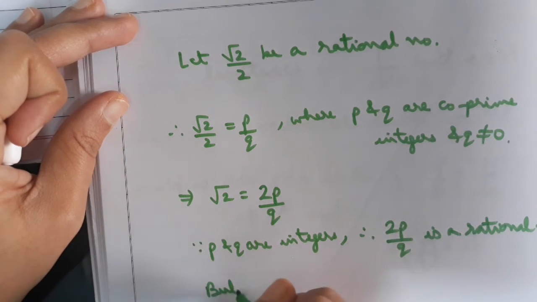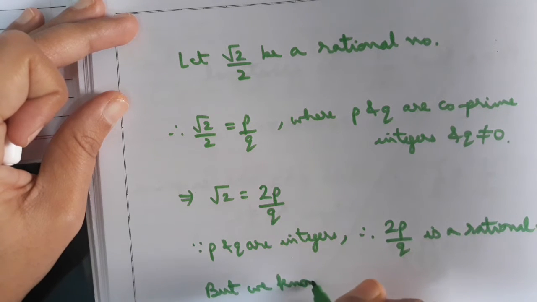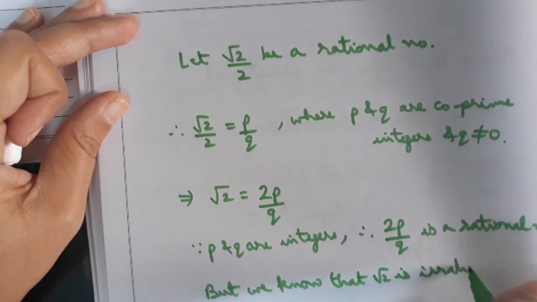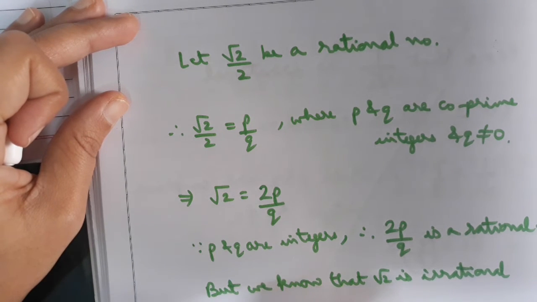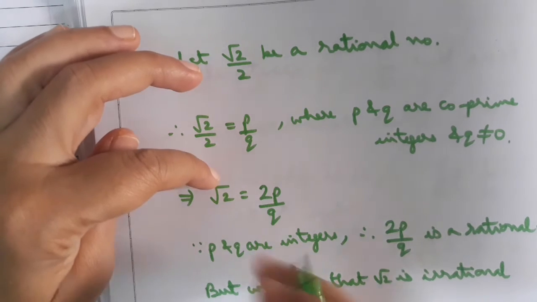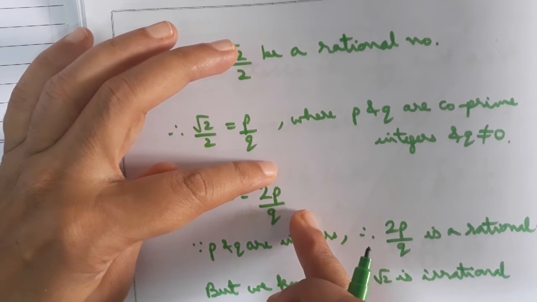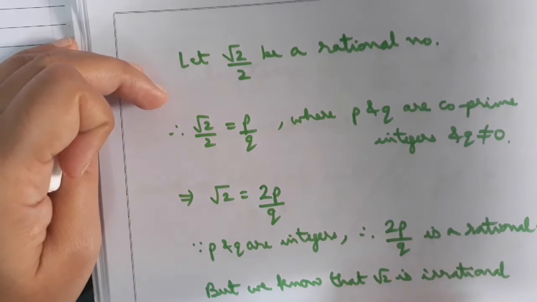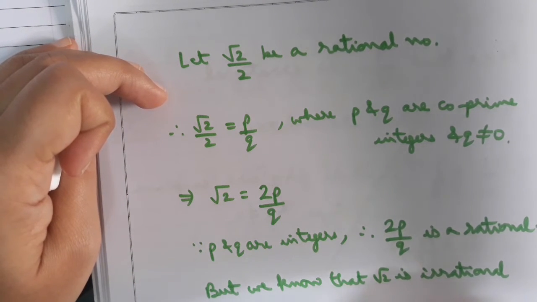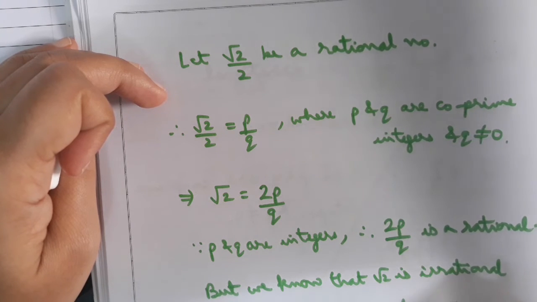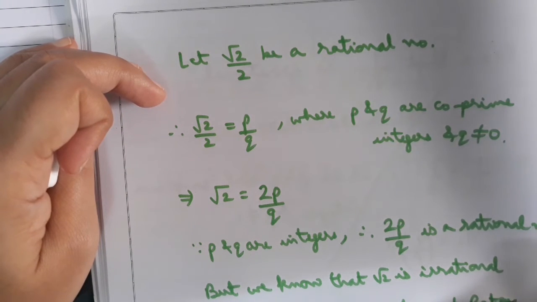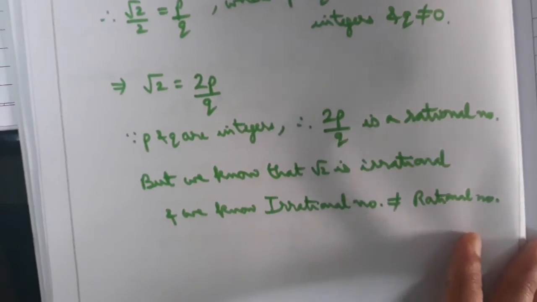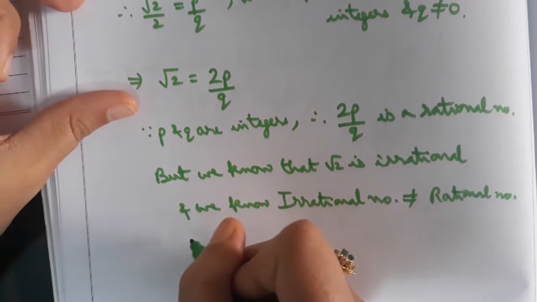But we know that root 2 is irrational. And we know that irrational number cannot be equal to rational number because your left hand side is irrational whereas your right hand side is a rational number. So definitely irrational number is not equal to rational number. So there is a contradiction and our assumption is wrong.